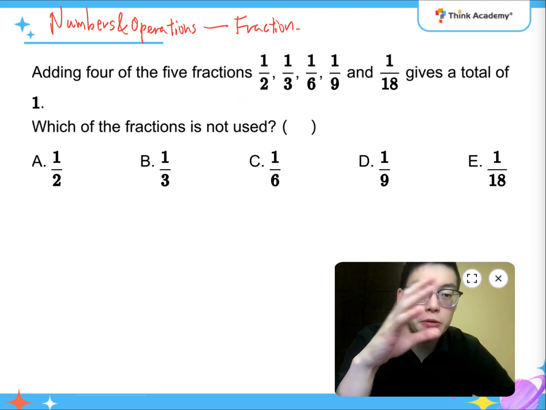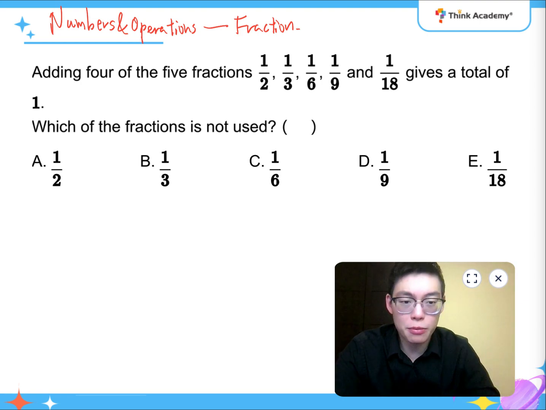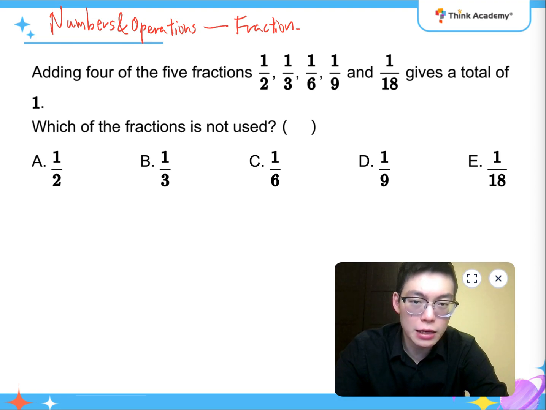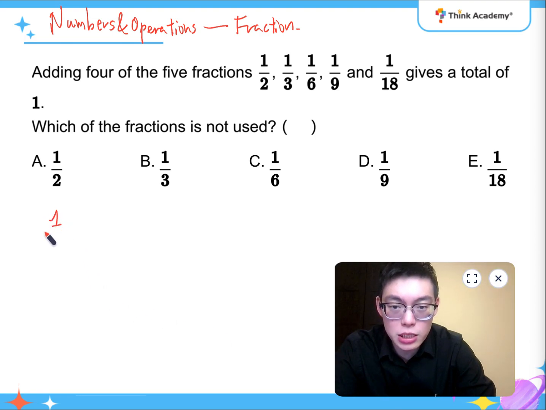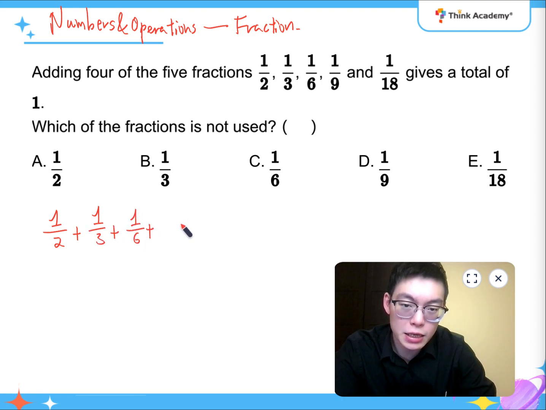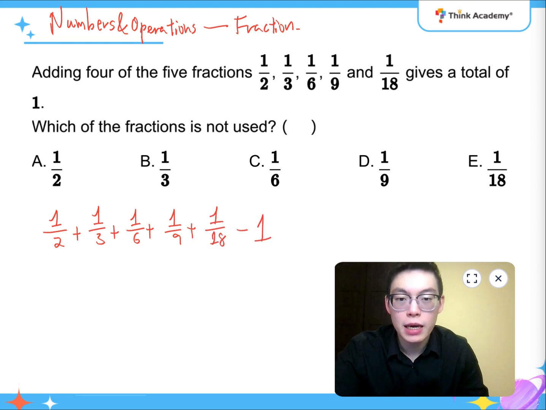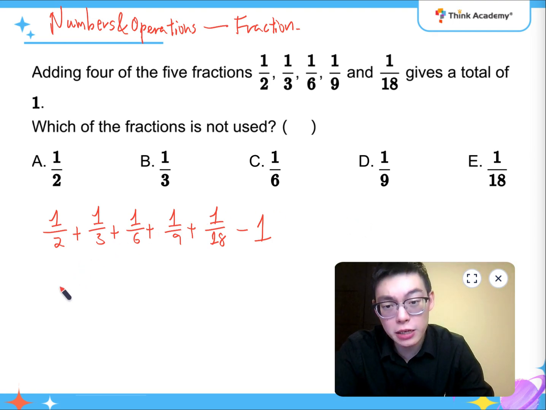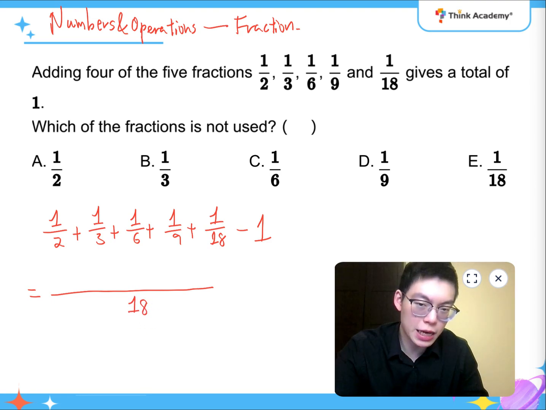Of course, you can try to put them together to make a 1. That's fine. Or the other way is just trying to add them all up. Because 4 of them is going to give a total of 1. So that if you take away 1 from the total of the 5 fractions, what's remaining is going to be the fraction that is not used, right? So essentially we just need to do a half, adding a third, adding a sixth, adding a ninth, adding 1/18. Take away 1. And you can see that all the denominators are factors of 18, which means that you can easily try to find their common denominator 18.